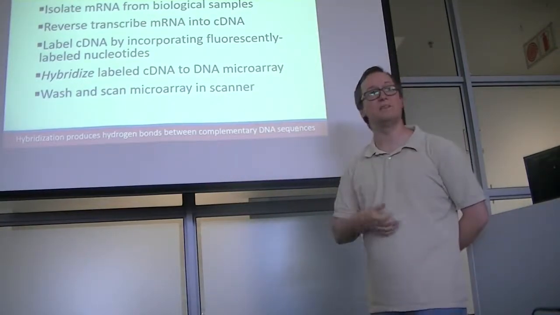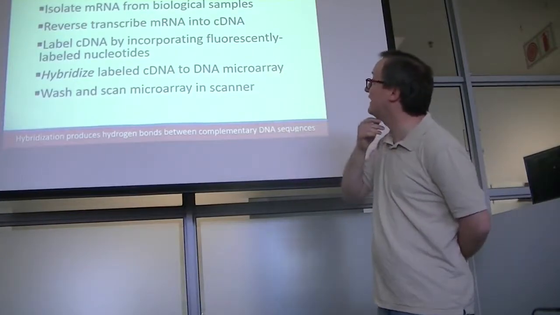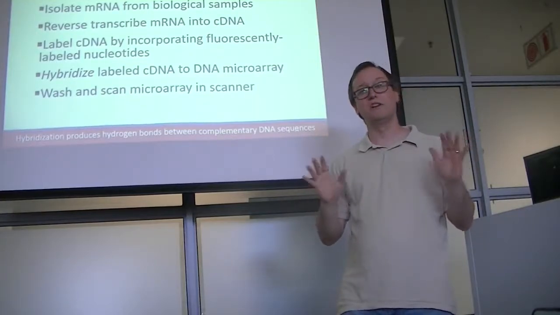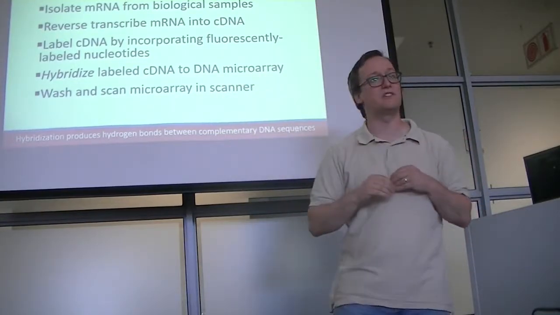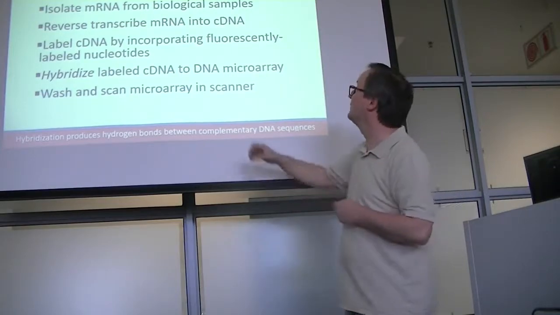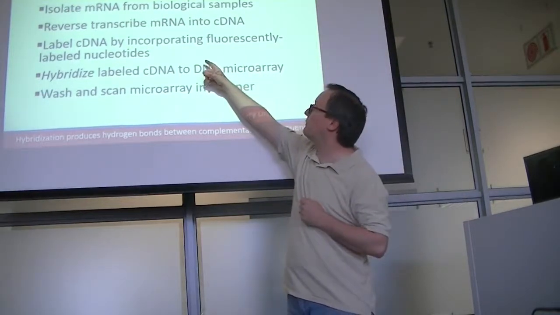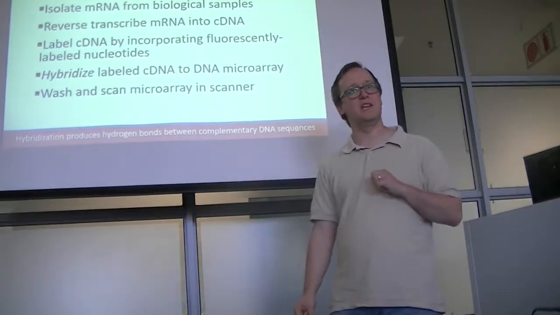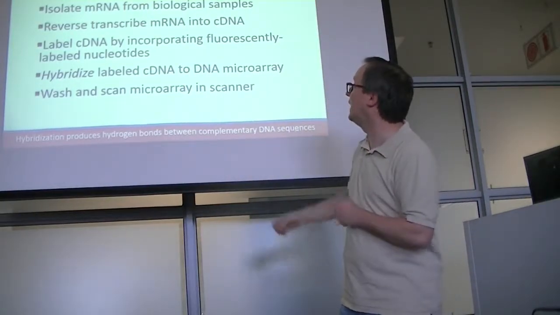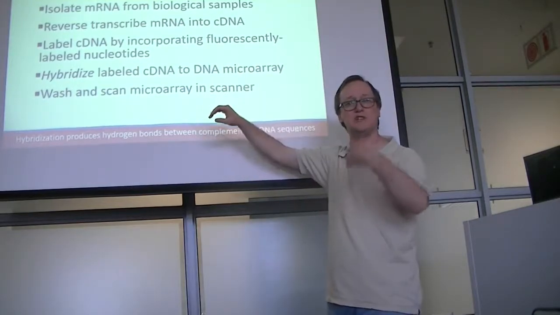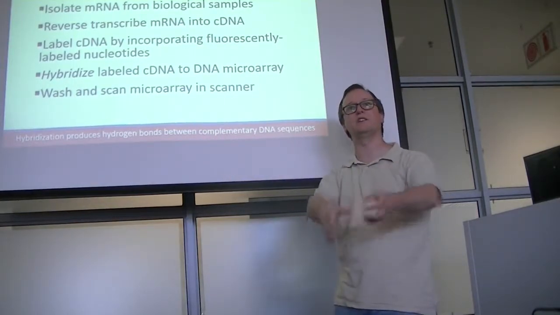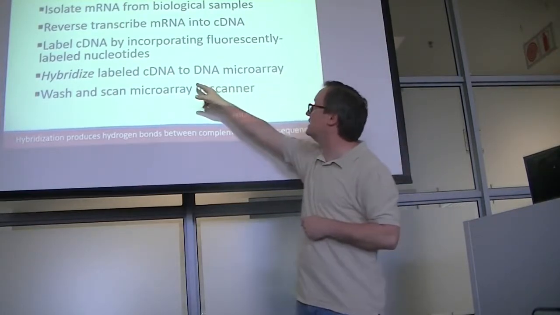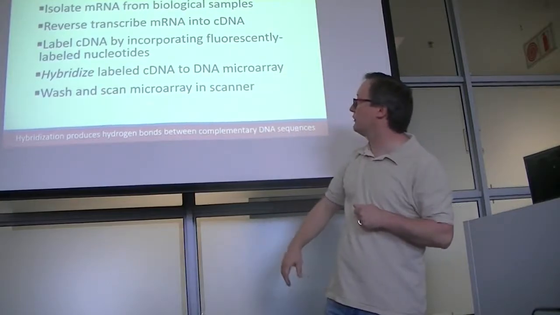Next, we're going to isolate a bunch of messenger RNA from these biological samples. Because messenger RNA is so twitchy, we're going to reverse transcribe it to produce a complementary DNA instead. If we're doing microarrays, we're likely to label those cDNAs with a dye. That gives us the ability to measure these later by shining the appropriate wavelength on it to get light back. We hybridize the labeled cDNAs that we've created to our DNA microarray.